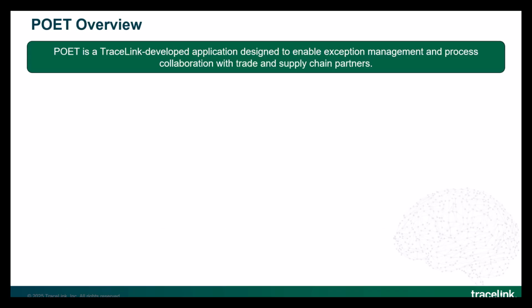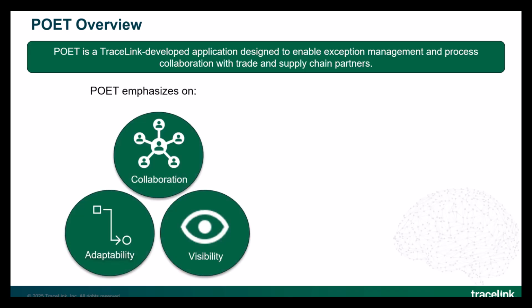So what is POET? Process Orchestration for Empowered Teams is a TraceLink developed application designed to enable exception management and process collaboration with trade and supply chain partners. It's a modern approach to manage and execute business processes that emphasizes collaboration, visibility, and adaptability, all while giving teams the power to make decisions and drive outcomes.